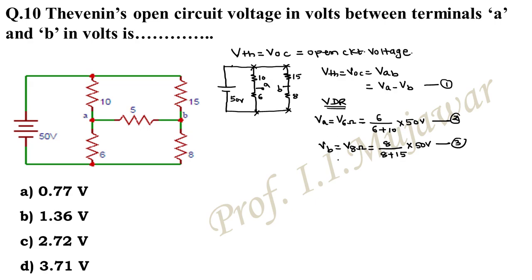Now if you solve this, VA is 300 divided by 16, that value comes out to be 18.75 volt, whereas VB is 400 divided by 23, that value comes out to be 17.39 volt. And if I take the difference of this VA and VB, that comes out to be 1.36 volt, which is nothing but VTH. That means your option B is correct.